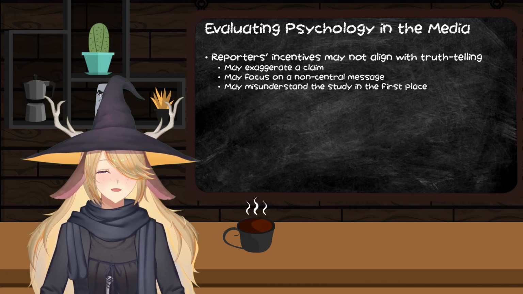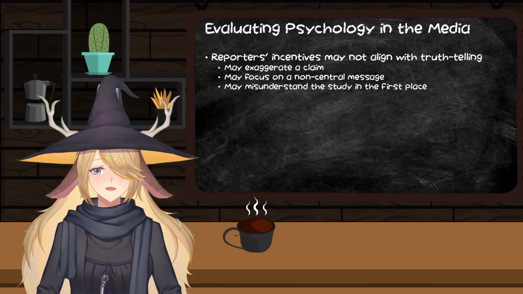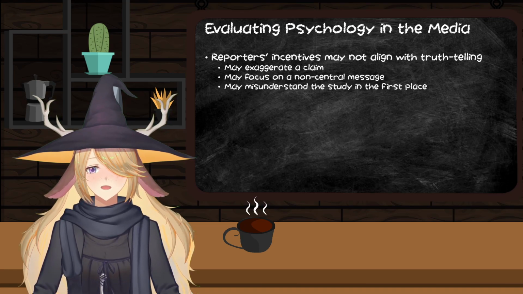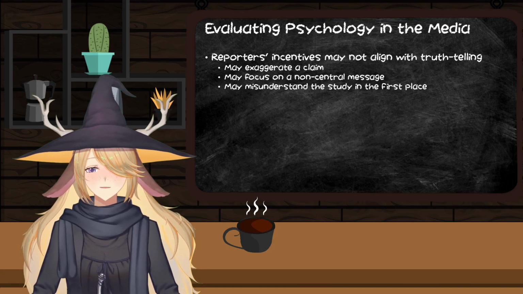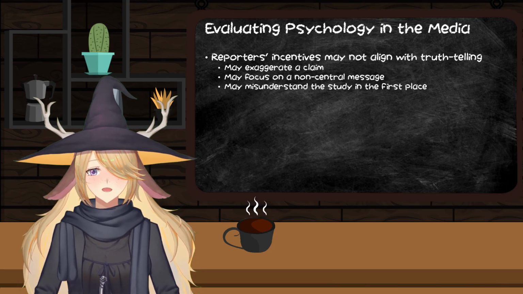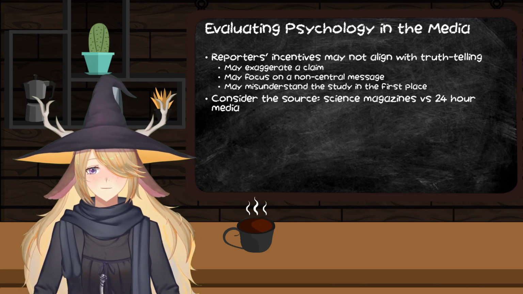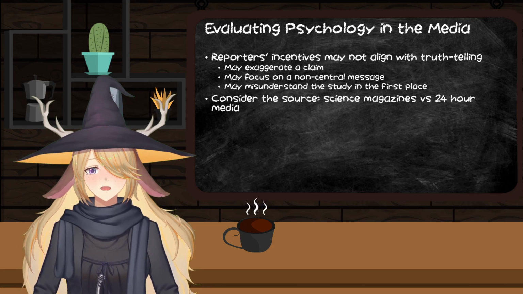All right. So what's the problem with a lot of psychology, especially pop psych in the media? A lot of times, the interests of capitalism and capitalist-driven media are not aligned with truth-telling. People may exaggerate claims, they may focus on non-central messages, and they may misunderstand the study in the first place. So consider the source of the media when you're evaluating research.